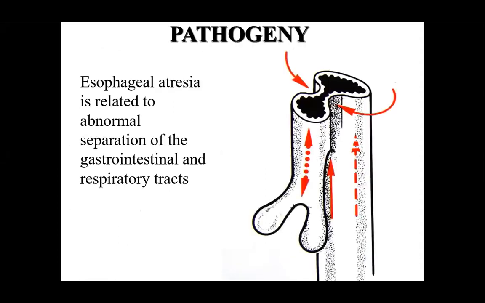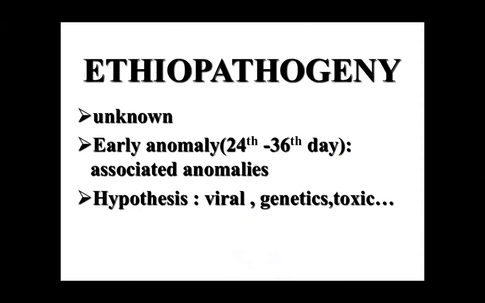Regarding the pathogeny, esophageal atresia is related to abnormal separation of the gastrointestinal and respiratory tracts. The etiology is unknown, but we know that this is an early anomaly that occurs between the 24th and the 36th day after gestation. So this explains why we have a high rate of associated anomalies. There are many hypotheses to explain this etiology, like viral, genetic, or Texas hypotheses.